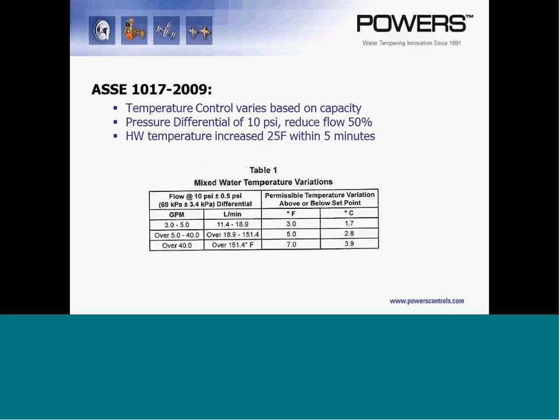And again, this is the hot water temperature. There's a temperature test, not a pressure test, and they essentially are increasing the hot water temperature 25 degrees every 5 minutes. So that's essentially how the temperature is applied.